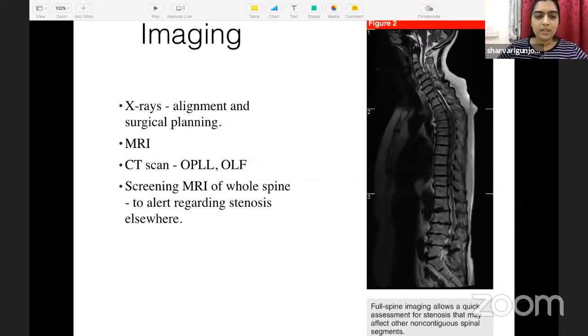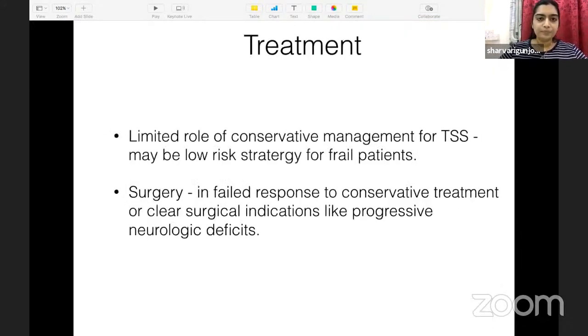So coming to the imaging modalities, the initial imaging modality should include an X-ray, which helps in assessing the alignment and helps in surgical planning. MRI is the most important modality for diagnosis of tandem stenosis. CT scan should be done in cases of suspected OPLL or ossified ligamentum flavum. We should also start employing screening MRI images of the whole spine, which may show stenosis at multiple levels in such cases.